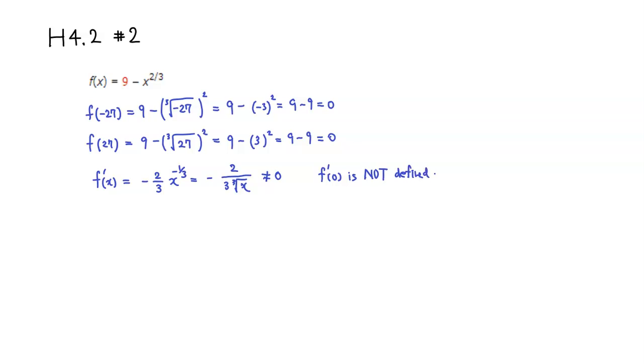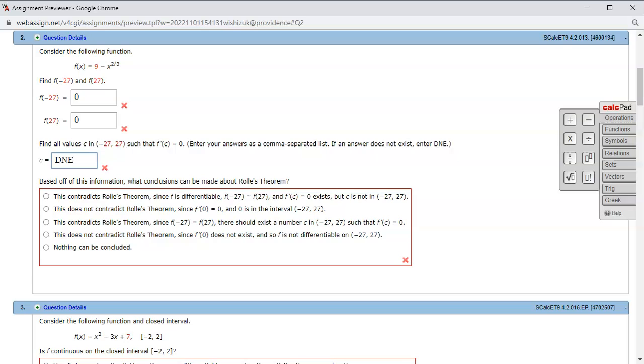Which means that f is not differentiable at 0, so it does not satisfy one of the hypotheses of Rolle's theorem. So Rolle's theorem simply doesn't apply here. So this does not contradict Rolle's theorem, since f prime of 0 does not exist and f is not differentiable. So this is the reason.